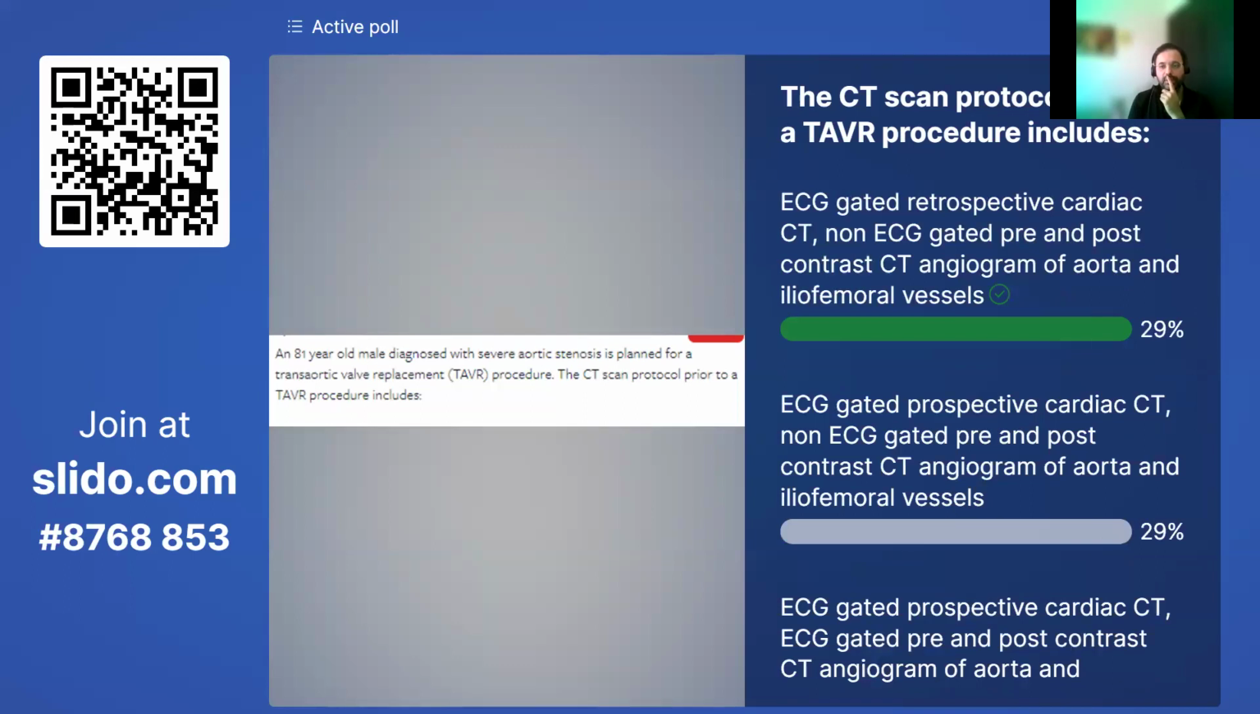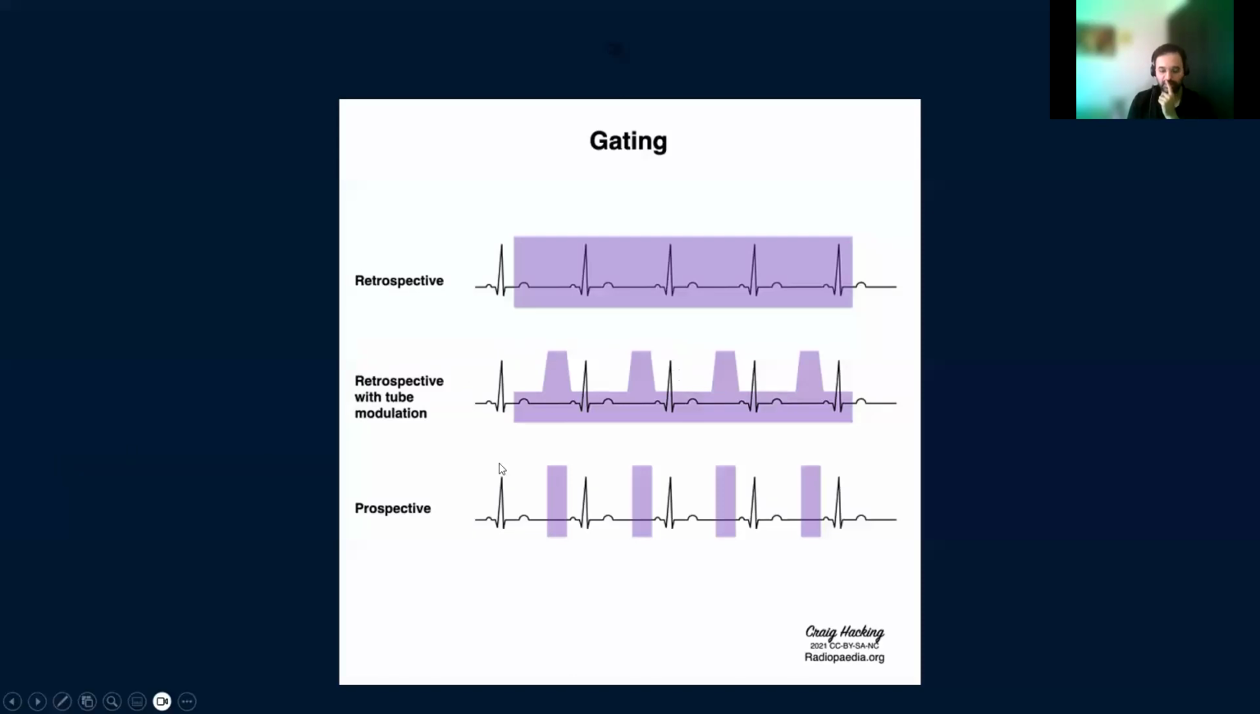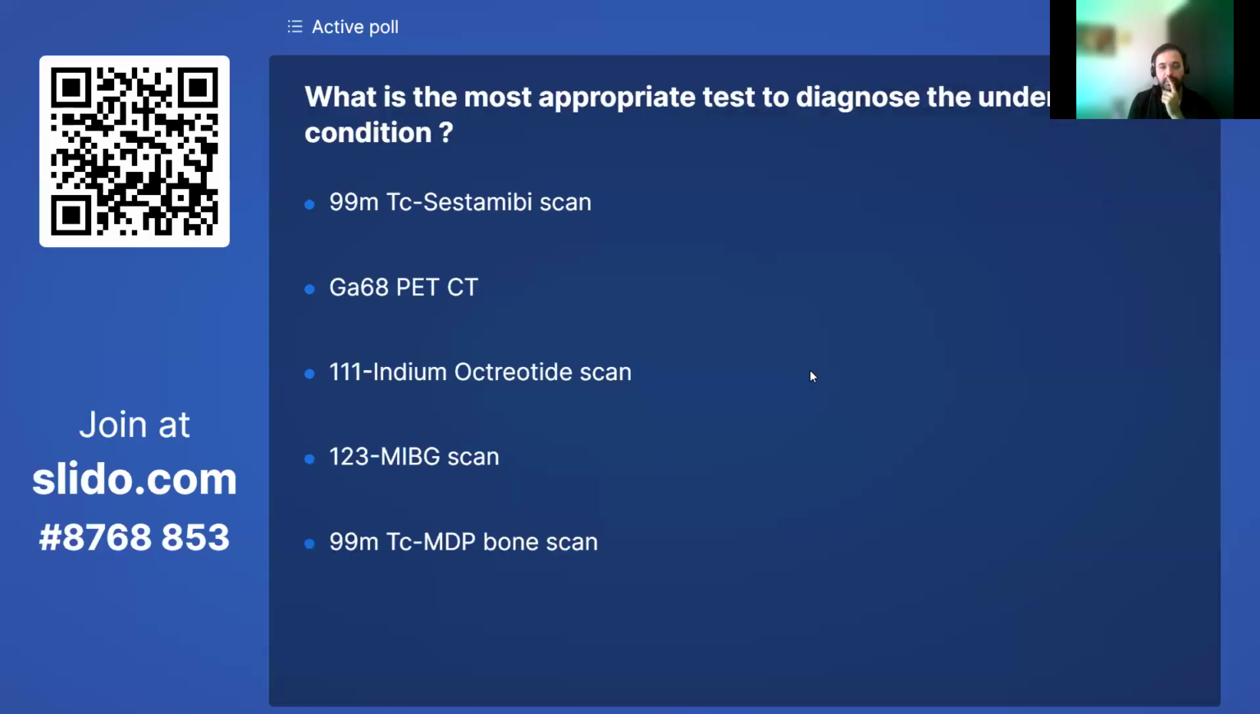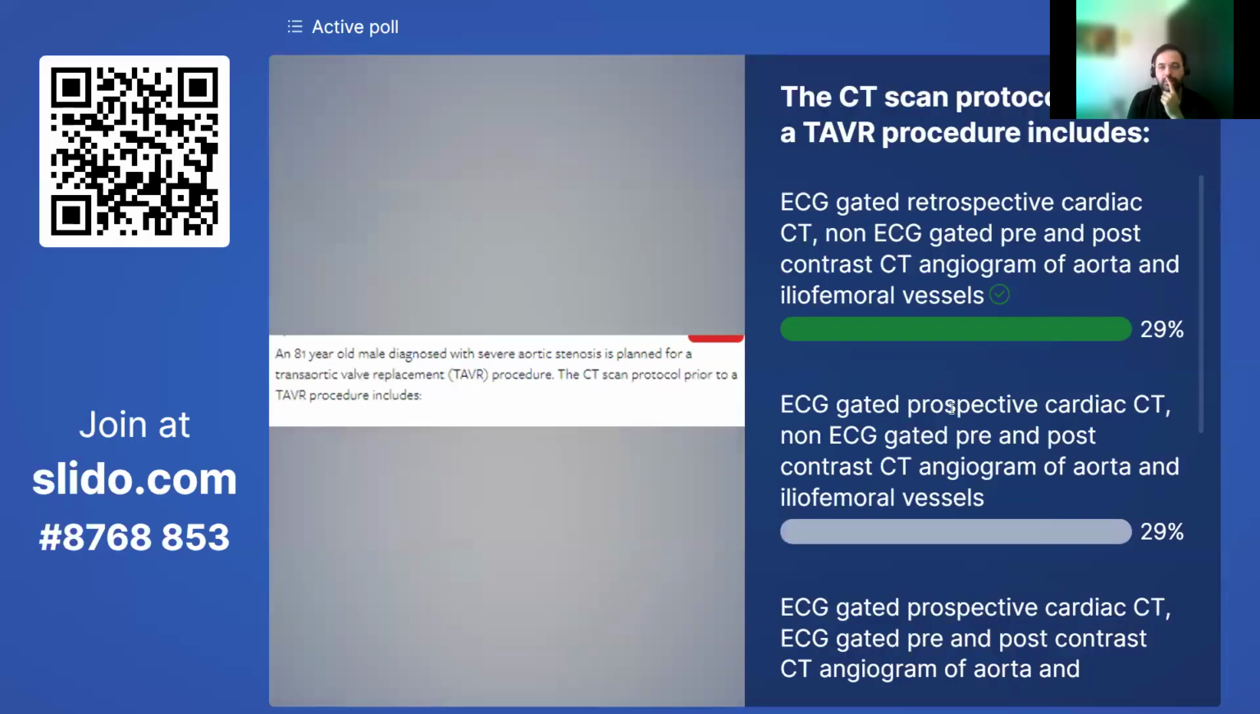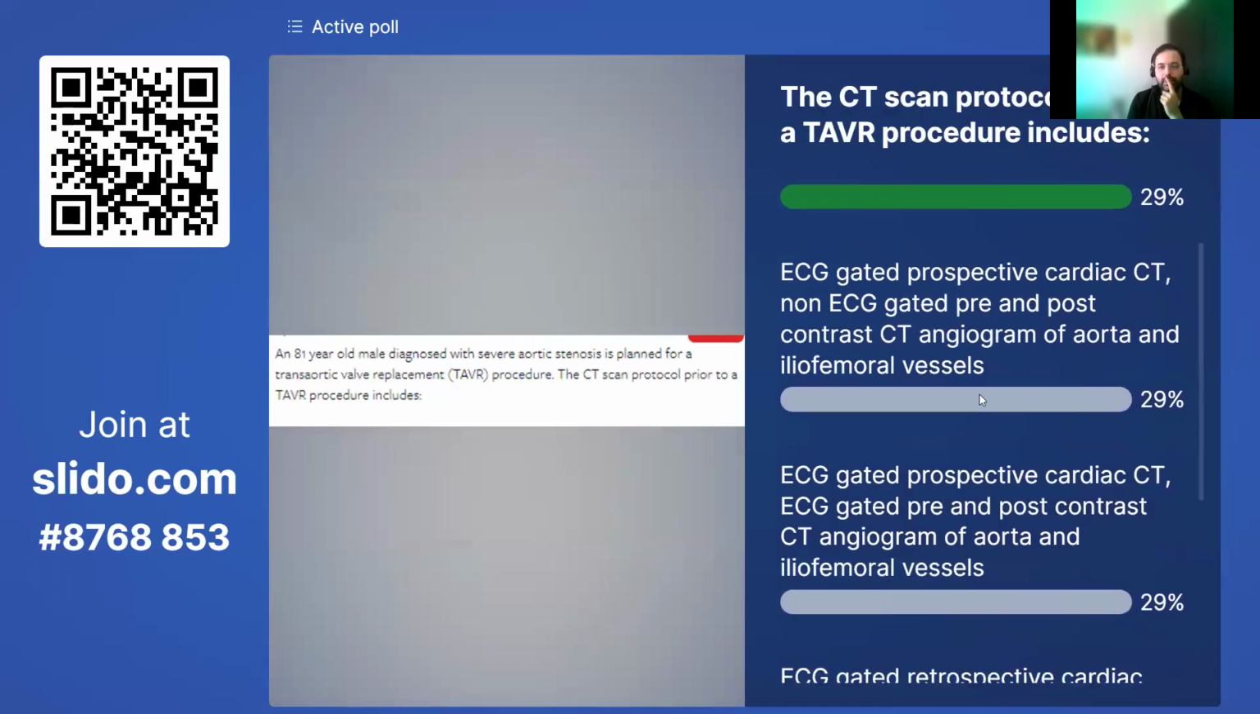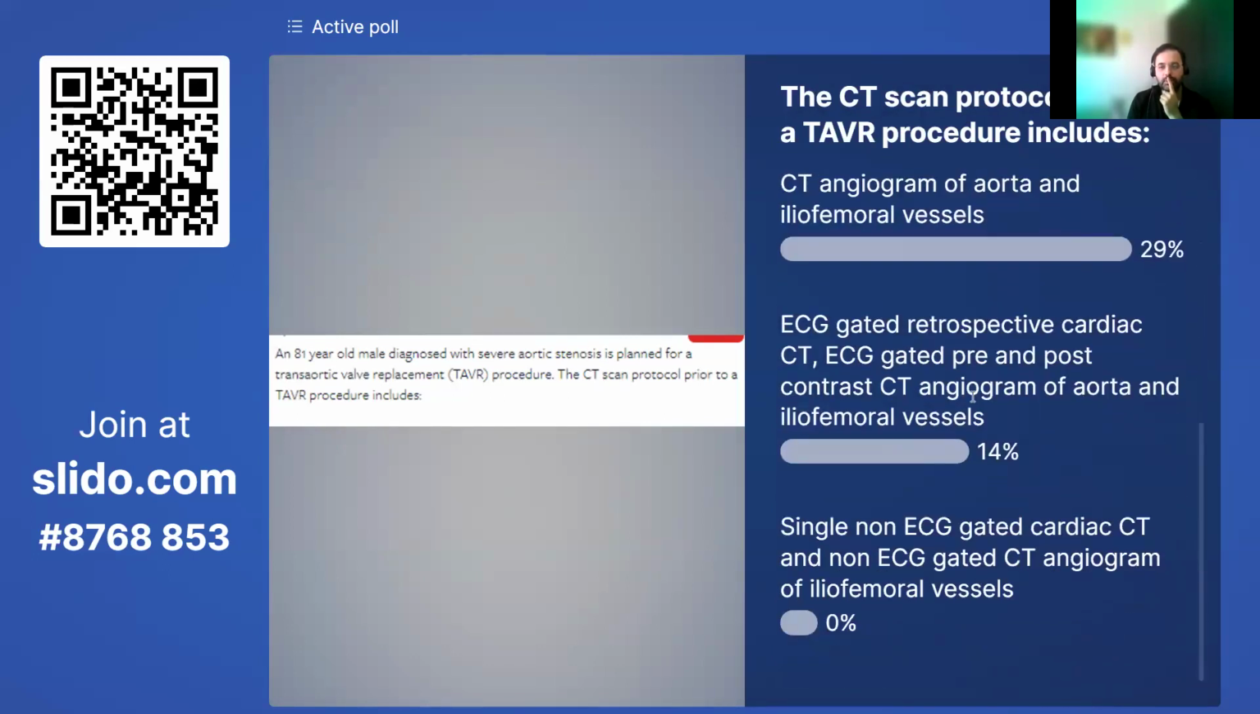So the poll says ECG gated retrospective CT and non-ECG gated pre and post. Okay, let me go back. Now it's fine. So we have a split amongst almost all the options, and nobody's picked this one, which is good.